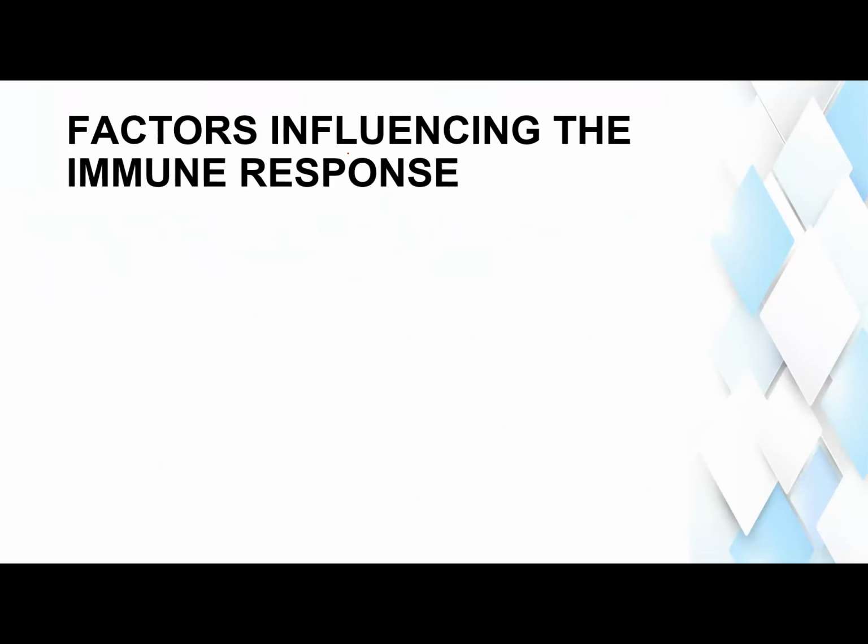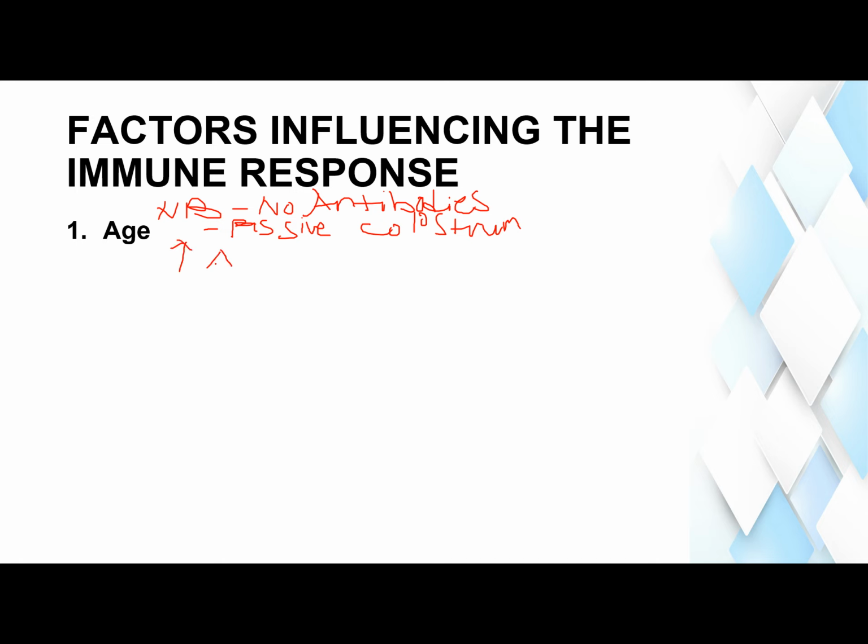Let's continue. Now, factors influencing your immune response. So age. Now, the thing you need to remember about age is for newborns. When they are typically born, they don't have antibodies. It would take a couple of weeks for them to develop their own antibodies. That is why, for newborns to survive, they need to have a passive transfer of antibodies via the colostrum or via placental transfer while in the uterus. So that's for age. And another thing would be the older you get, the greater your age, the weaker your immune response, which is common among elderly.